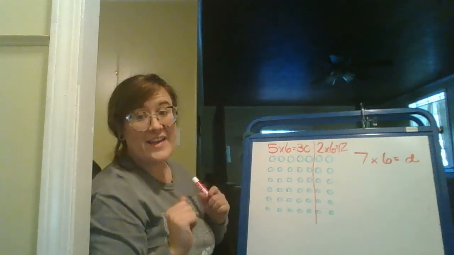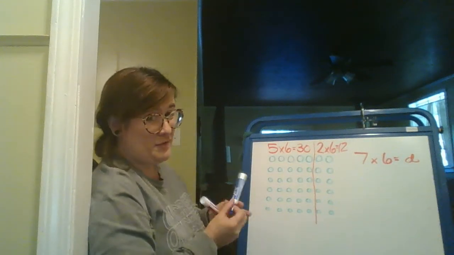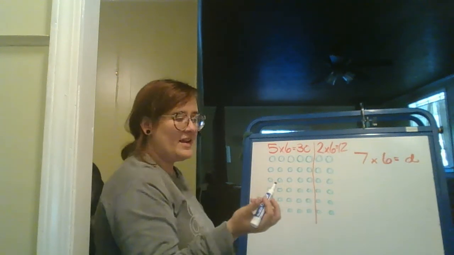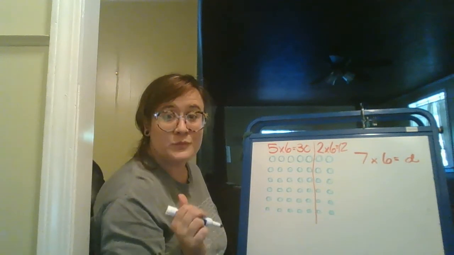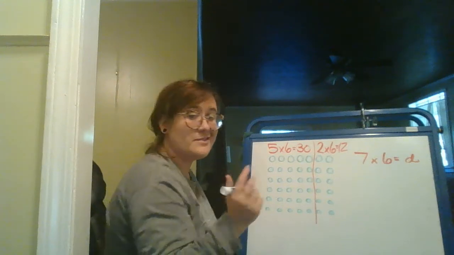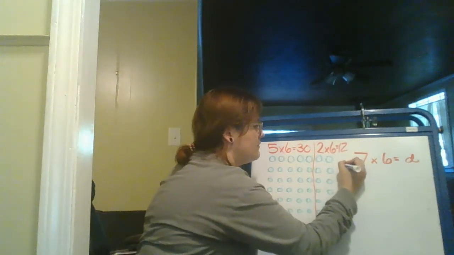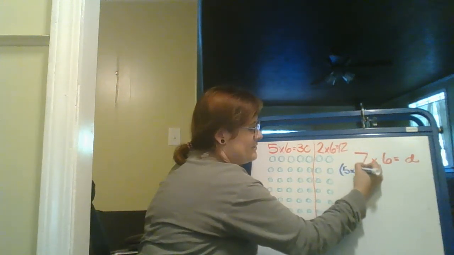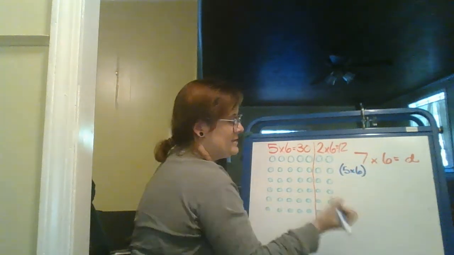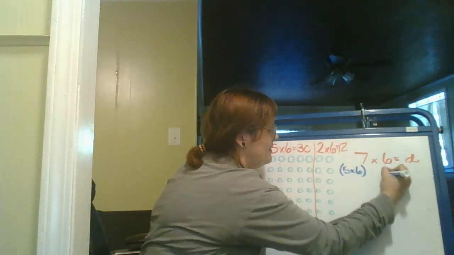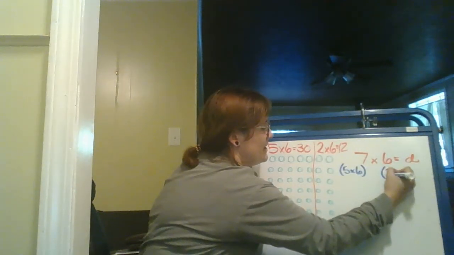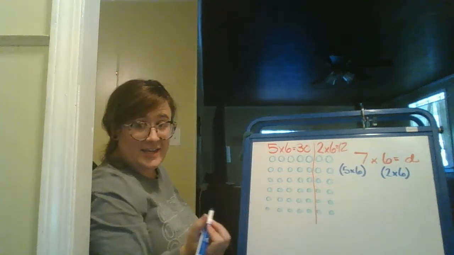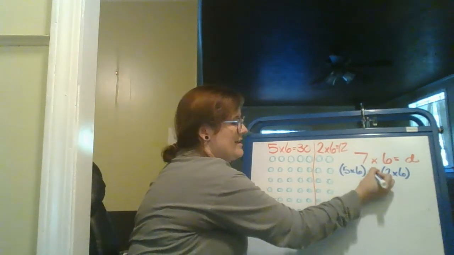And I'll show you a fancy way to write this, which is probably a 4th or 5th grade thing. Whatever we do very, very first, we put in parentheses. That means I do this first. So first I multiplied 5 times 6. Then I multiplied 2 times 6. The last thing I did was add it together.